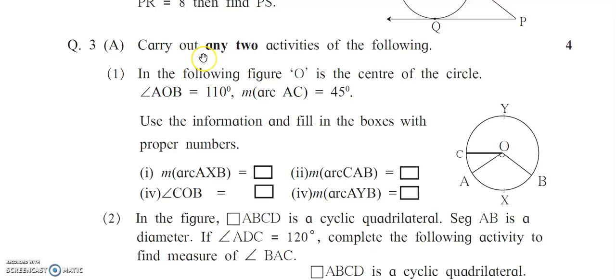Question number 3a. Carry out any two activities of the following. In the following figure, O is the center of the circle. This is the center. Angle AOB is equal to 110. Measure of arc AC is equal to 45.